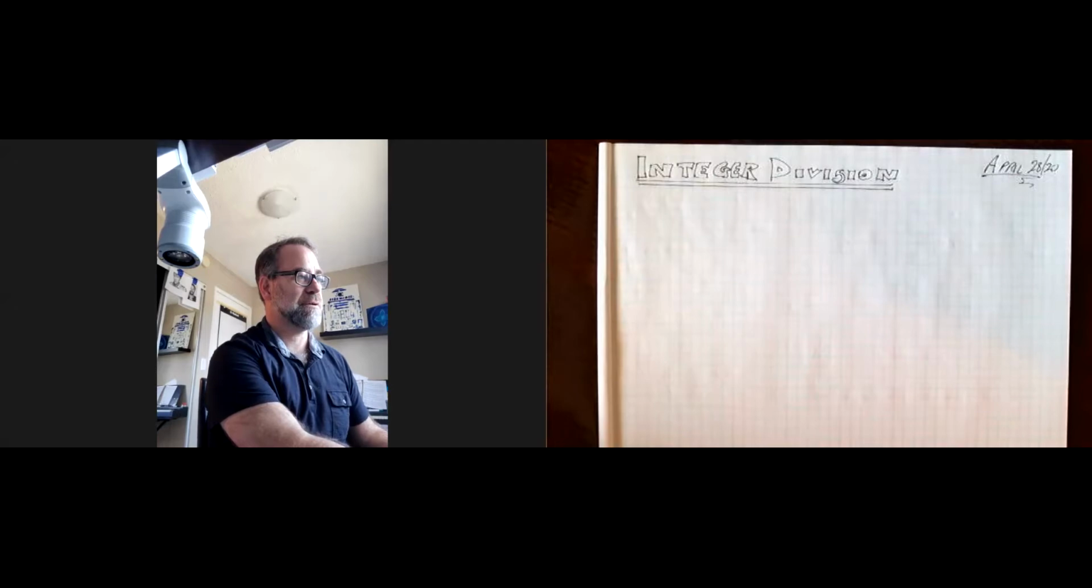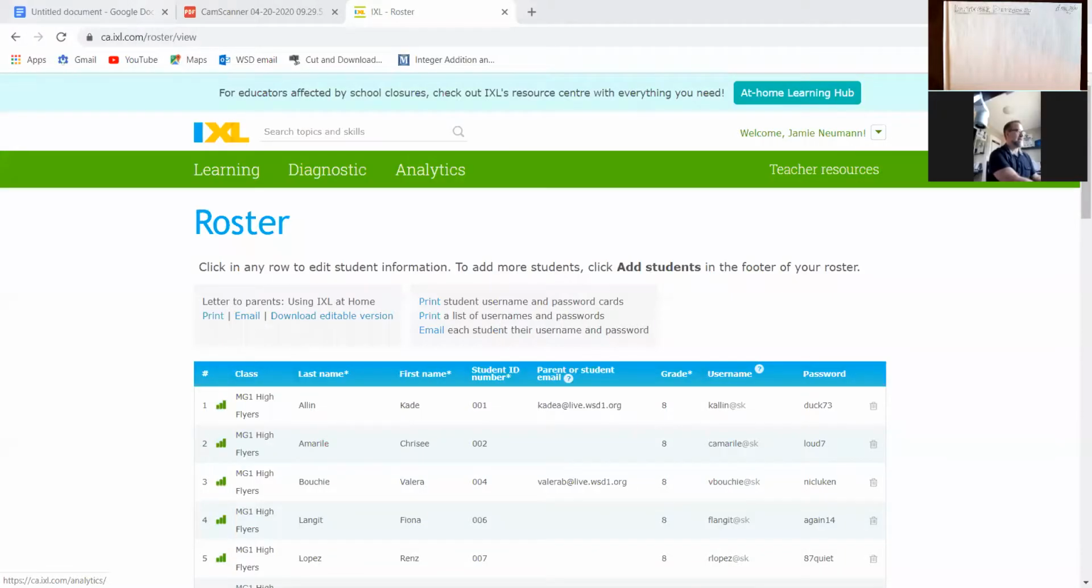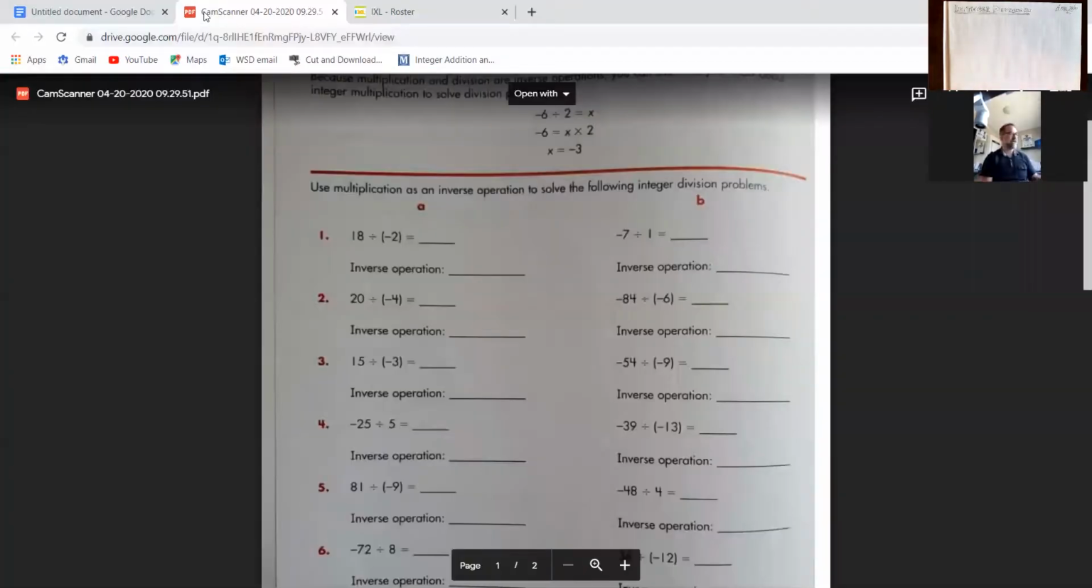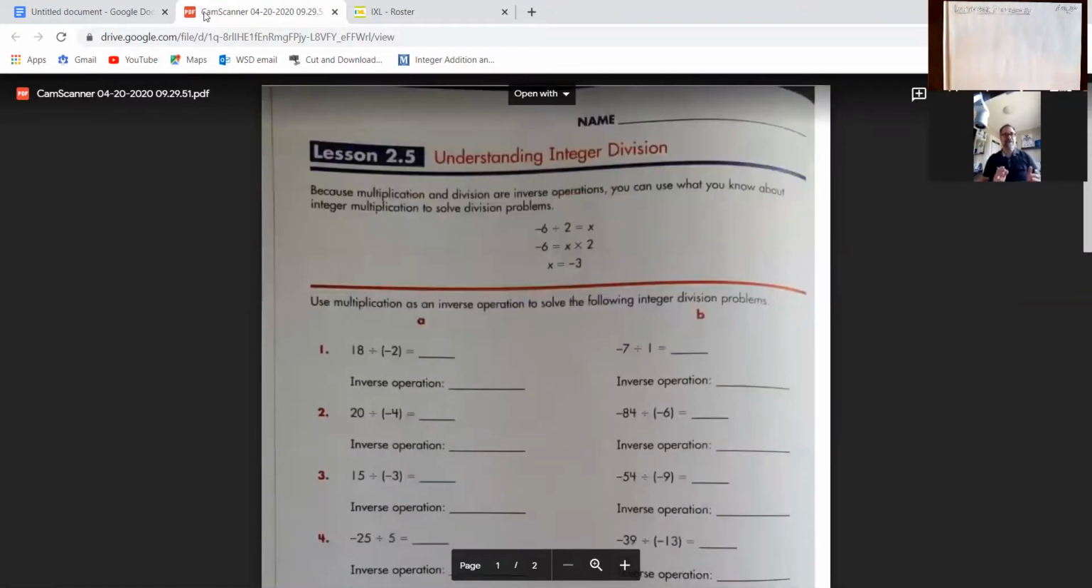I want to try one thing here just to share a document that I have up on my screen, so that you can see which assignment we're talking about. So you should be able to see this right now. And the assignment that goes along with what we're doing today is understanding integer division. So I want to make sure that you are clear on that. That is the one that we are looking at.